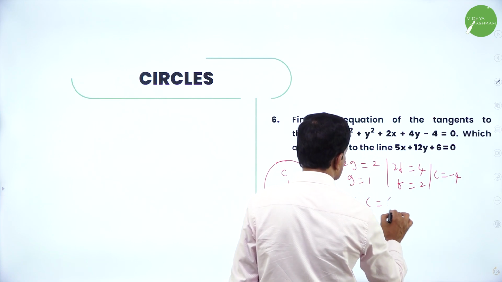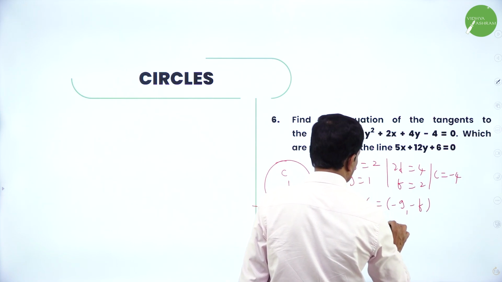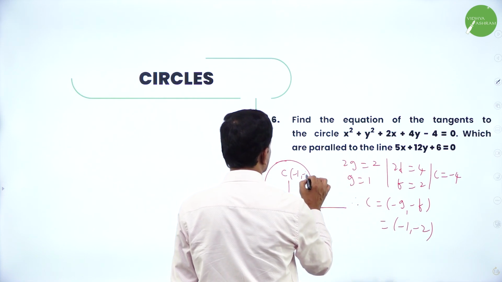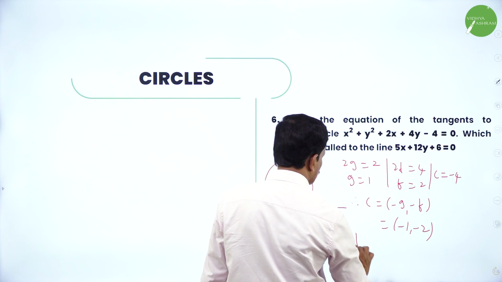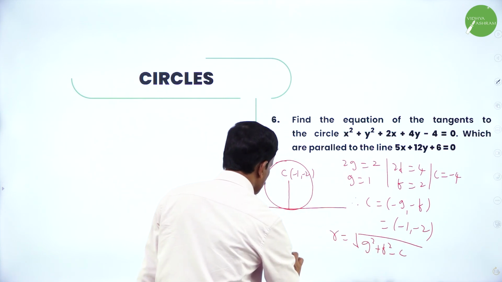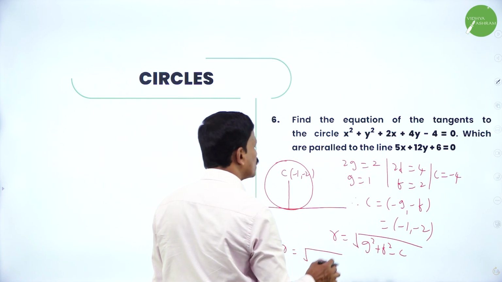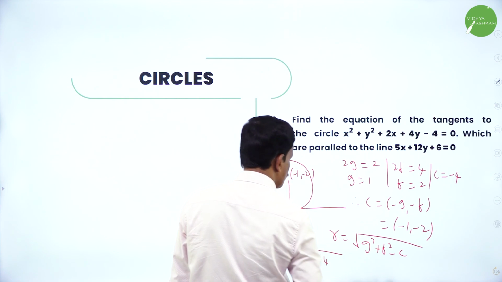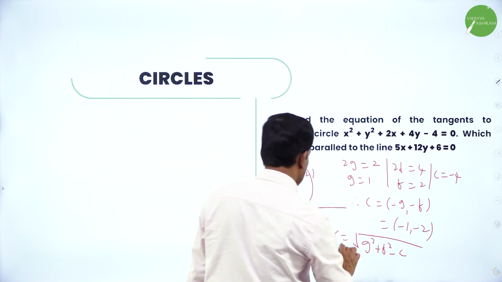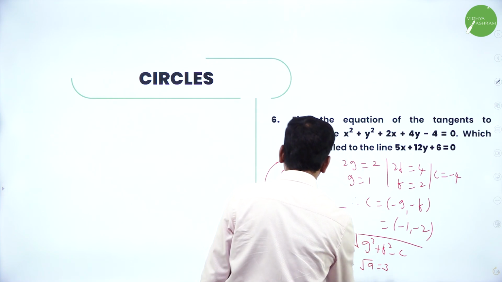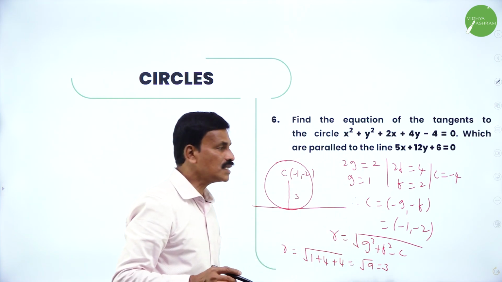Therefore the center is (minus g, minus f), that is minus 1 comma minus 2. The radius is root of g square plus f square minus c. So r is equal to root of 1 square, which is 1, plus 2 square, which is 4, minus into minus c, plus 4, that's equal to root 9, square root of 9 is 3. Radius is equal to 3. What is the given line?